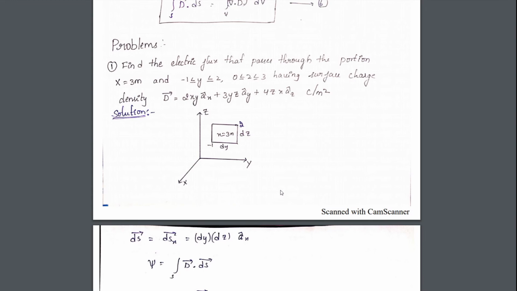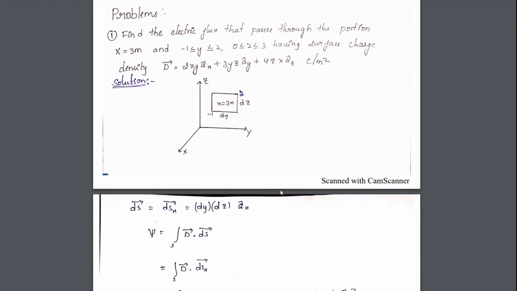So listen here. What is the first problem stated here? We need to calculate the electric flux that passes through the portion. Understood? So there is some area. That area is defined in Cartesian coordinate system where x is equal to 3 meters. That is, x remains constant for that area and y is varying from -1 to 2 and z varies from 0 to 3.